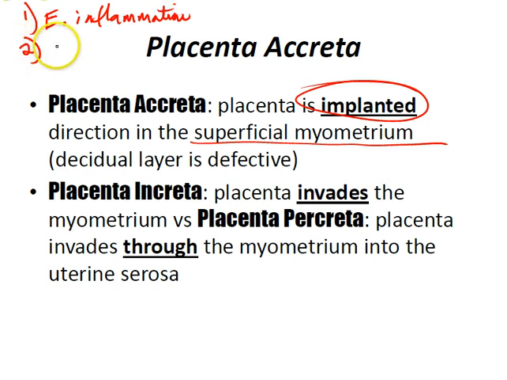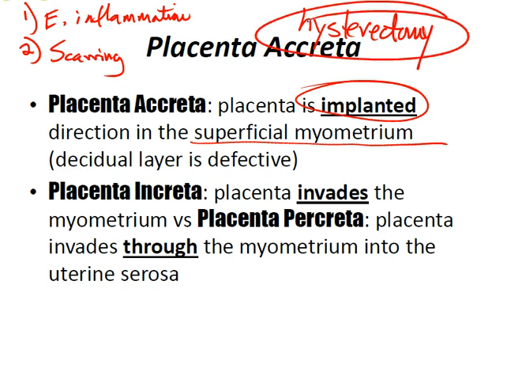What would the second risk factor be? Scarring. Scarring from prior C-sections, etc. Now, the risk for impaired placental separation after delivery leads to a massive postpartum hemorrhage, which usually requires what? A hysterectomy. Massive postpartum bleeding usually requires a hysterectomy.